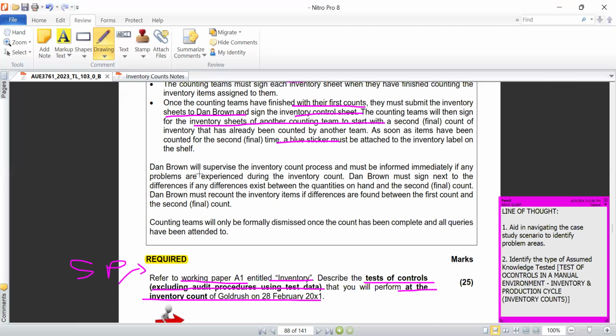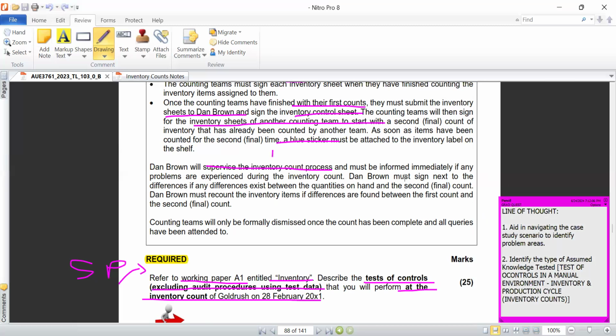Danny Brown will supervise the inventory count process and must be informed immediately if any problems are experienced during the inventory count. As much as he's supervising, it doesn't seem like he's really actively involved. Mind you, each count team must have supervisors, but that's not happening.